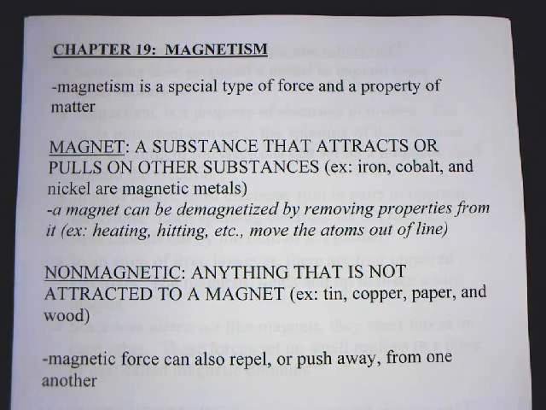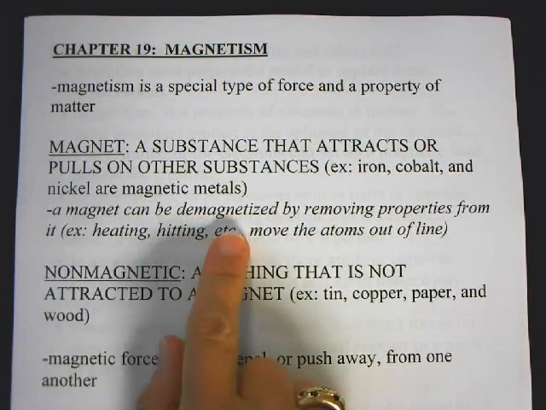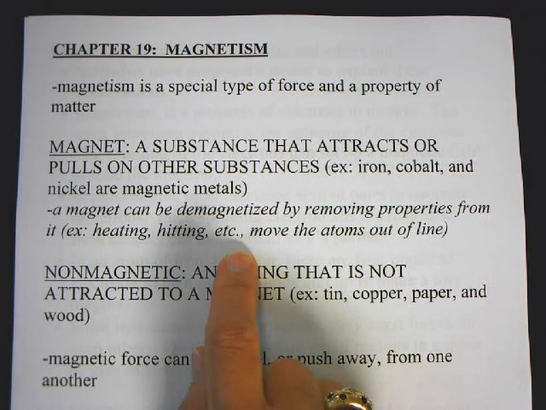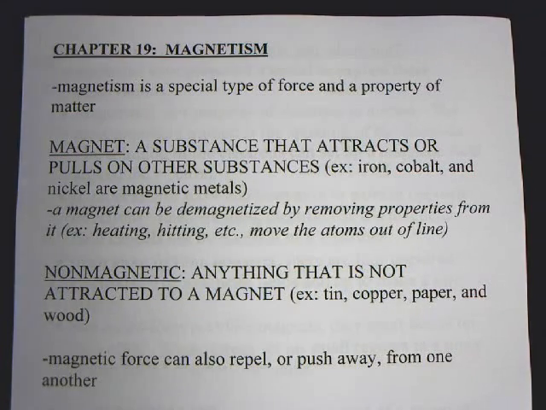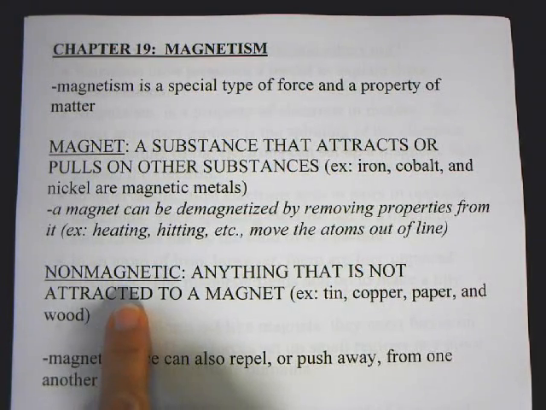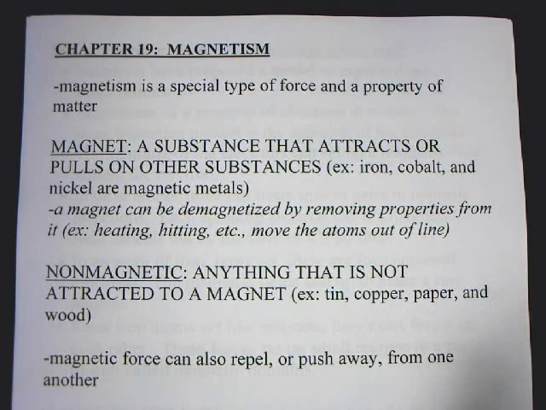So you see that some things are naturally magnetic and some things are not. Examples are iron, cobalt, nickel. These are magnetic. Now, you can demagnetize them by doing certain things, heating, hitting them. We actually have a magnetizer, so the magnets we're going to use today in the lab, somebody magnetized them the other day. Things that are non-magnetic: tin, copper. So you see that just because something is metal, that doesn't mean it's necessarily magnetic. Now, we'll talk in a second about what makes something magnetic.